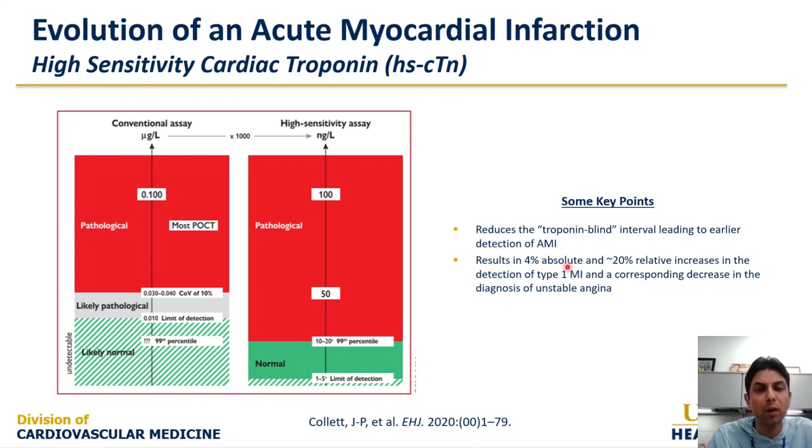So a traditional myocardial infarction in the way that we've talked about, an NSTEMI or STEMI, and a corresponding decrease in the diagnosis of unstable angina. So you can imagine with the conventional assays where we may have some difficulty in detecting cardiac biomarkers, that now when we have a high sensitivity assay where it's easier to detect a rise in cardiac troponins, that we're going to clinically have less unstable angina because of the differences in the assay.